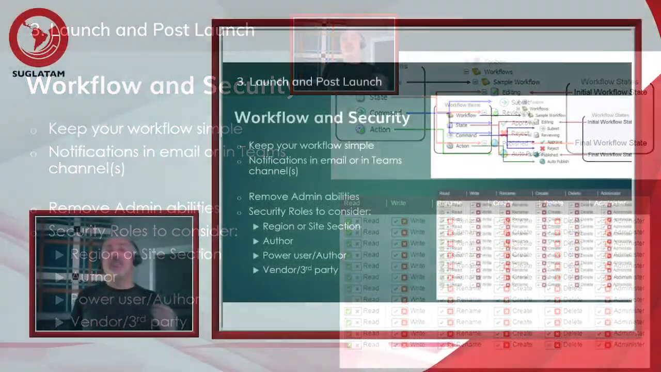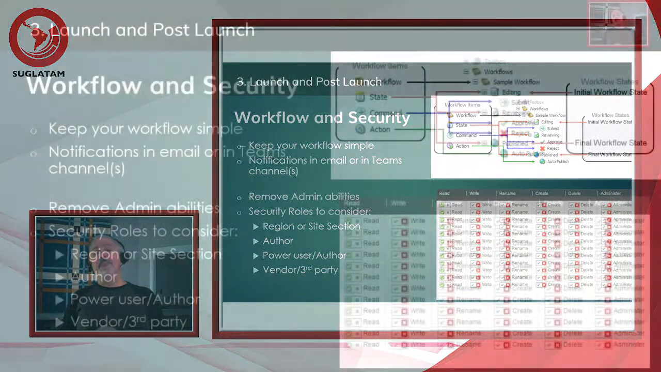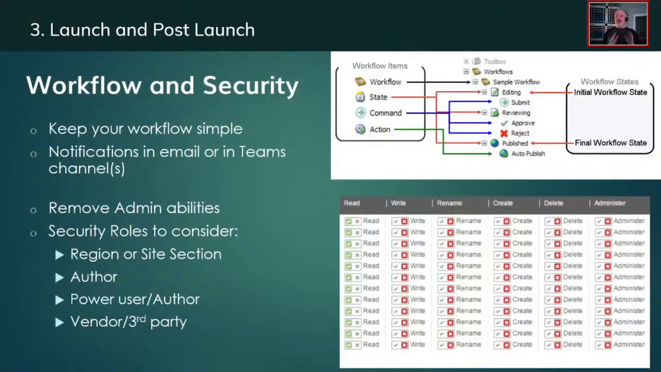With everything launched, it's also time to get back into your regular maintenance routine. So you're going to be turning workflow on and admin access off and assigning out roles to your authors. Keep your workflow simple. Start with just a really basic draft, review, and then publish model. And your Sitecore instance can report back with workflow notifications in email or inside of a dedicated Teams channel.